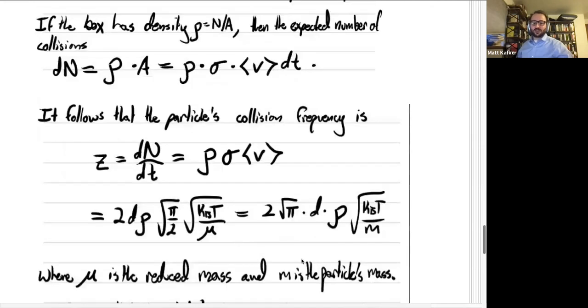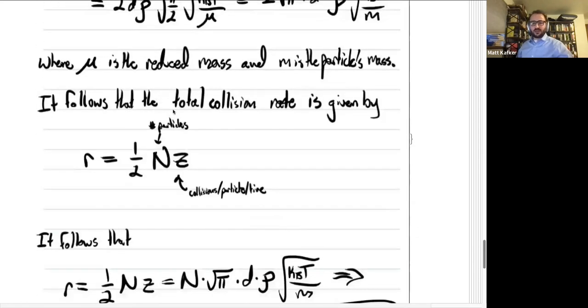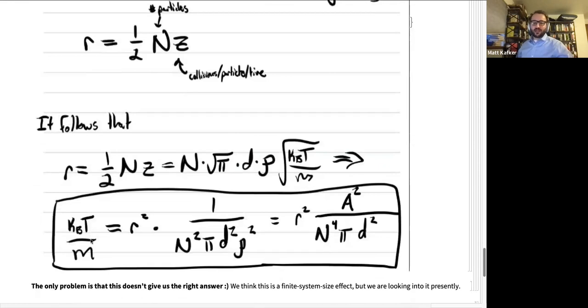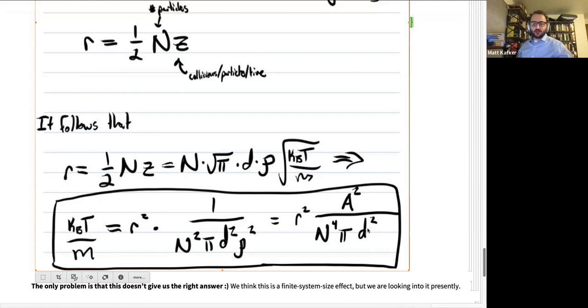You can compute what this is. And okay, this is the result, whatever. Then you can get the total collision rate from the single particle collision rate doing this calculation. The details of this are not that important. You plug everything in and solve, and you get that k_B T is equal to r squared times a squared over n to the 4th pi d squared. And this has some of the characteristics of what we want.